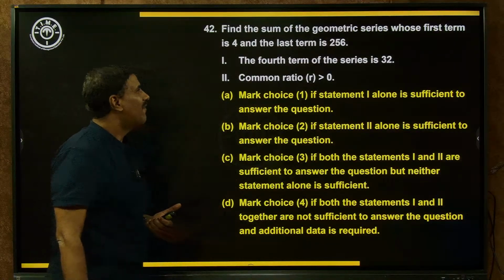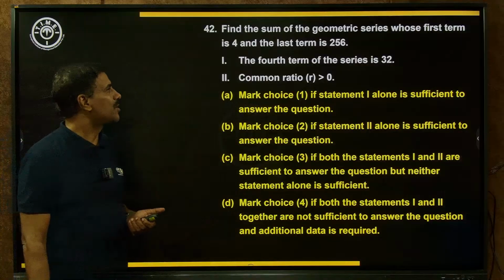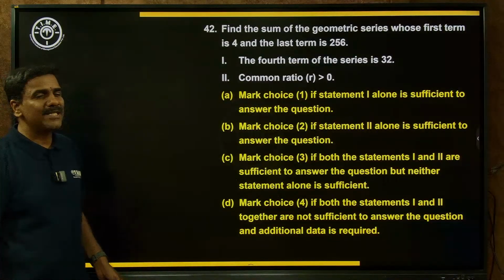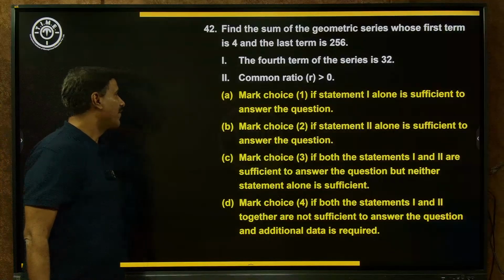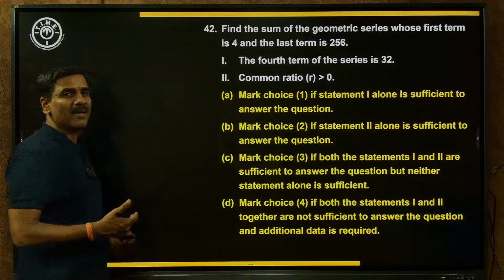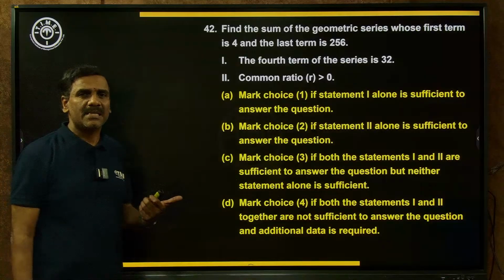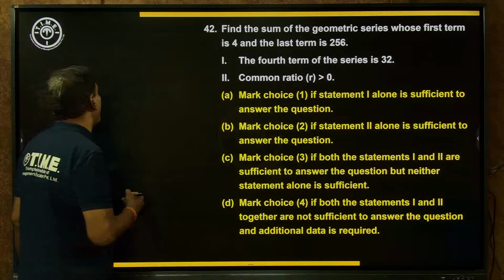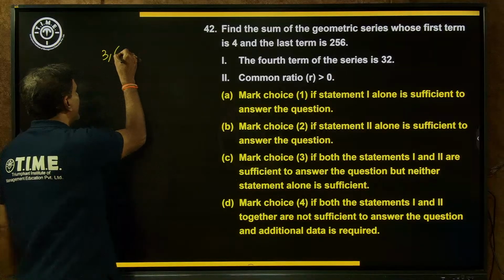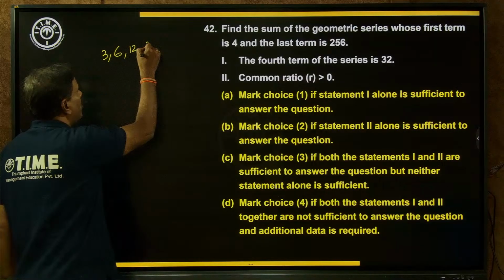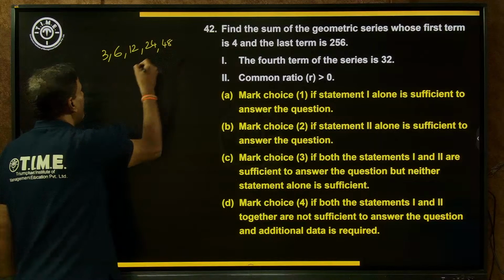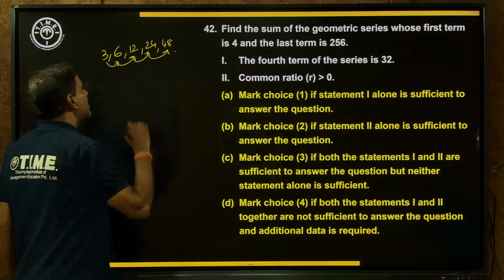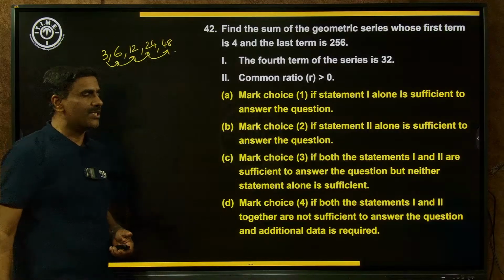What is the next one? Find the sum of the geometric series whose first term is 4 and the last term is 256. Okay, so what is a geometric series? First we should know that. If in a series each term is multiplied by some constant value to get the next term, that series is said to be in geometric progression. Suppose you are considering something like 3, 6, 12, 24, 48. Each term we are multiplying by 2 to get the next term, right or not? So that series is said to be in geometric progression, right?